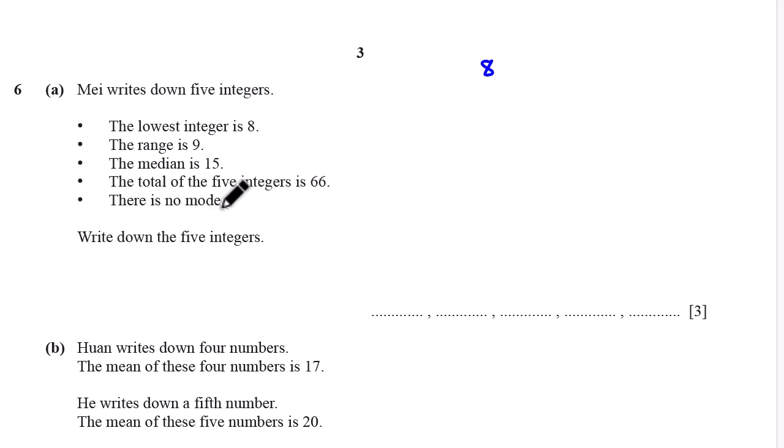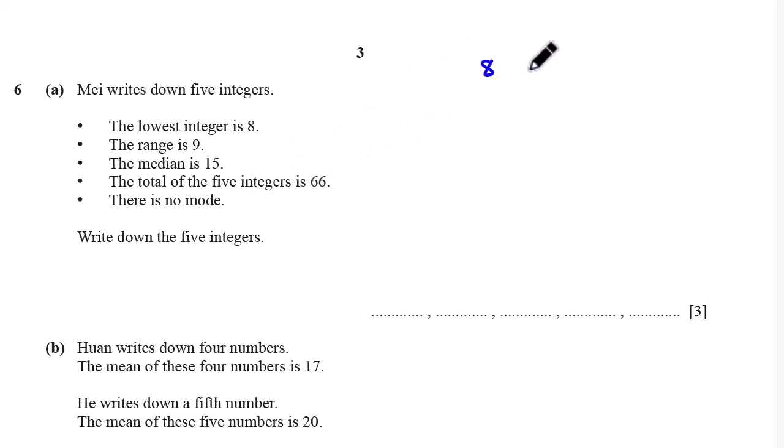There is no mode. There is no mode means that all of them appear at equal frequency. So if there is 8, it's either there is only one 8 as the rest, or there are 2 8s, then every other one will be 2 as well. But since there are 5 integers only, it means there is only one appearance of each integer. So the lowest of them is 8 and the median is 15. The total of the 5 integers is 66.